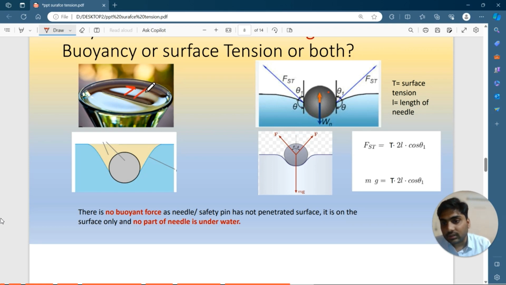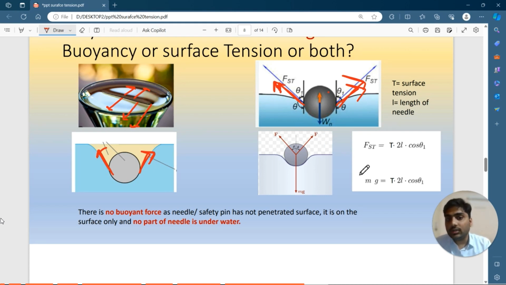I am drawing this here. Can you see these red force lines I have drawn? The same is happening with the needle. The needle is being pulled by water molecules from both sides like this. Actually, it is not flat because the needle has created a depression, so this force will appear like this. This is the free body diagram of the forces acting here and here, both surface tension forces.